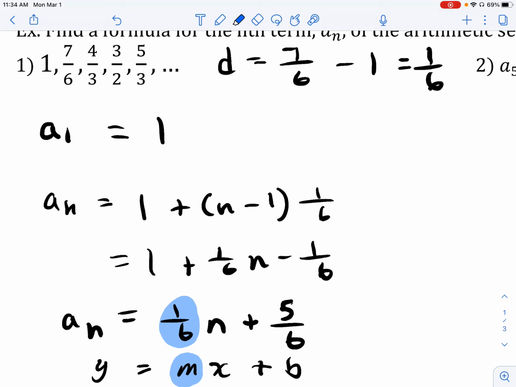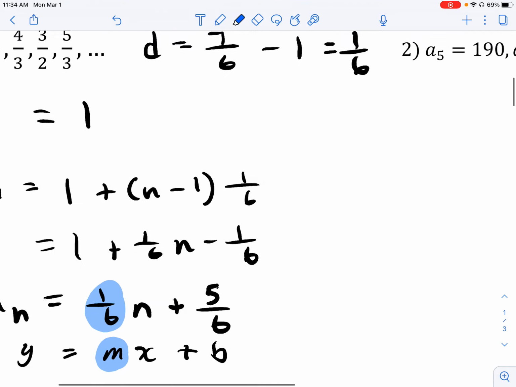So that's going to be a really important idea when we then talk about geometric series and then start thinking about what those graphs would actually look like. Let's try something like number 2 now.